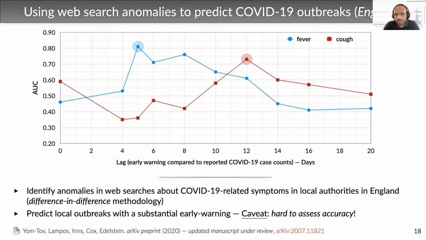In the figure, you can see the area under the ROC curve of such a system when using searches related to the symptoms of fever or cough as a function of how many days sooner our approach would have flagged an outbreak compared to the confirmed cases data that are reported by Public Health England. These experiments were conducted on data from local authorities in England. The accuracy of the system is respectable, and the amount of early warning potentially helpful for planning and policy making.